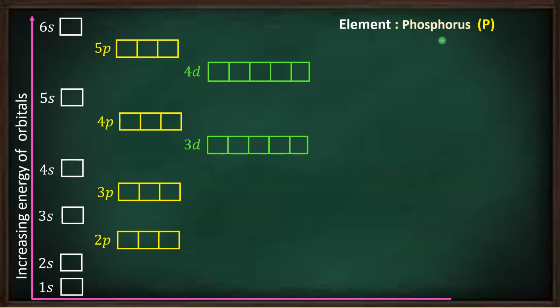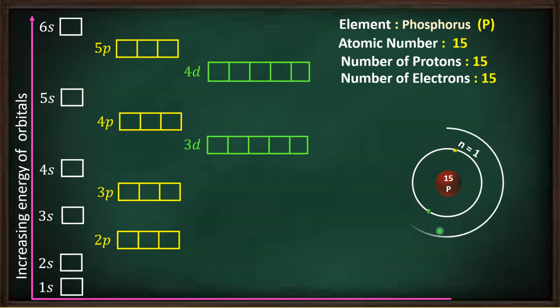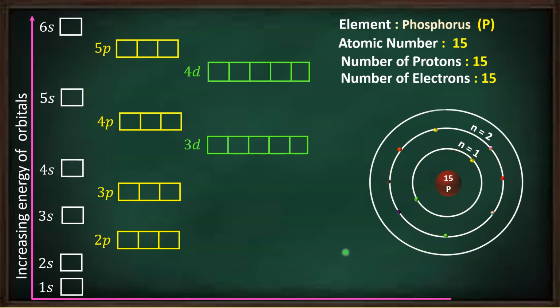Next element is phosphorus, P. Its symbol is P. Atomic number is 15. Number of protons present in the nucleus of phosphorus is 15, and 15 electrons revolve around this nucleus. Here is the atomic structure of phosphorus. I am drawing. First orbit contains 2 electrons. Second orbit contains 8 electrons, and the third orbit contains 5 electrons. Totally 15 electrons are there to fill.